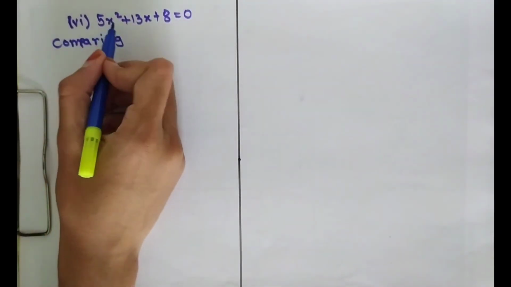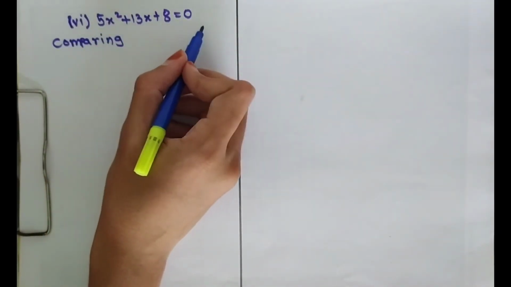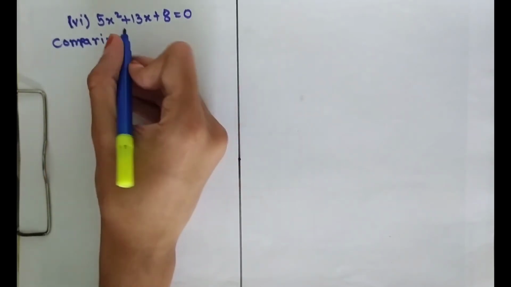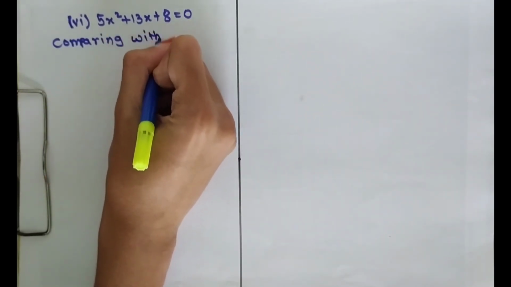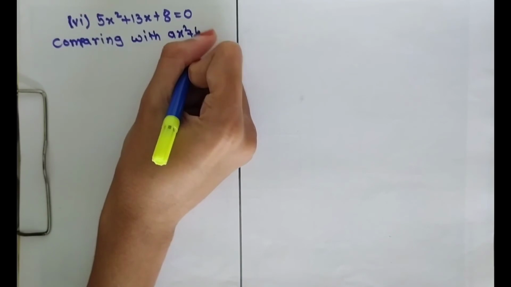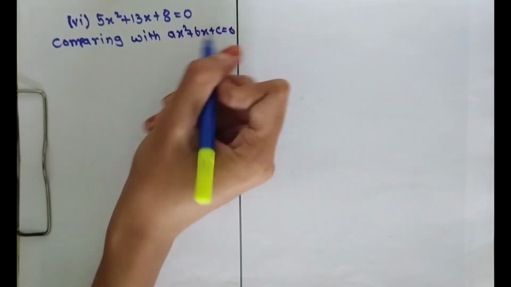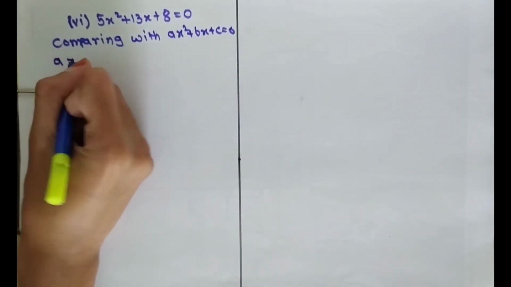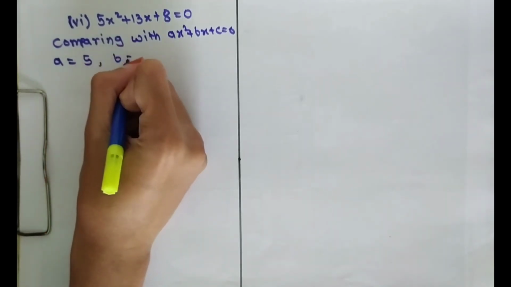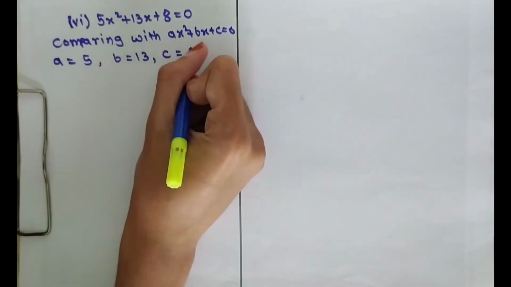Sixth question is 5x square plus 13x plus 8 is equal to 0. Now comparing with ax square plus bx plus c is equal to 0, therefore a is equal to 5, b is equal to 13 and c is equal to 8.